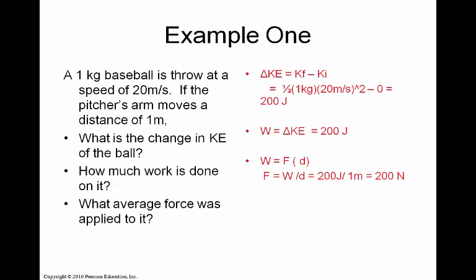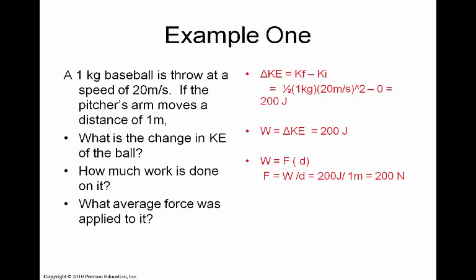Example 1. A 1 kilogram baseball is thrown at a speed of 20 meters per second. If the pitcher's arm moves a distance of 1 meter, what is the change in kinetic energy of the ball? How much work is done on it? And what average force was applied to it? So change of kinetic energy is the final kinetic energy minus the initial kinetic energy.